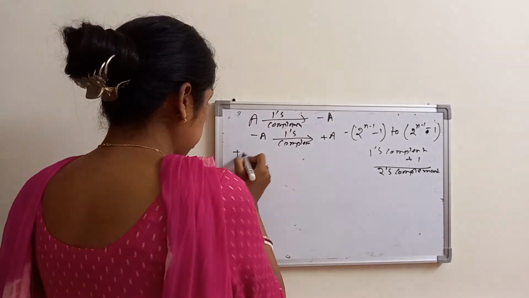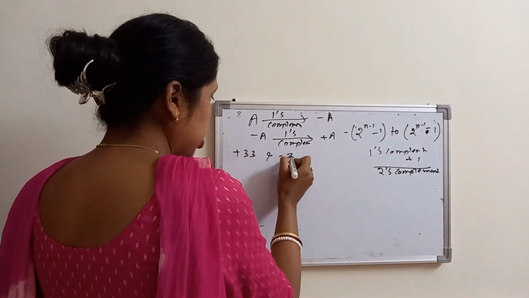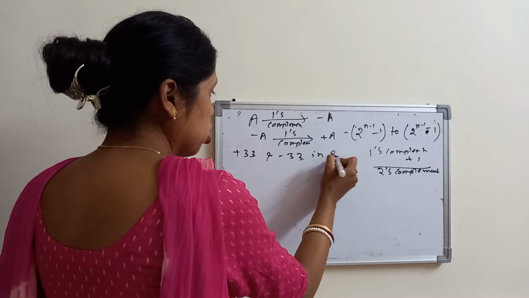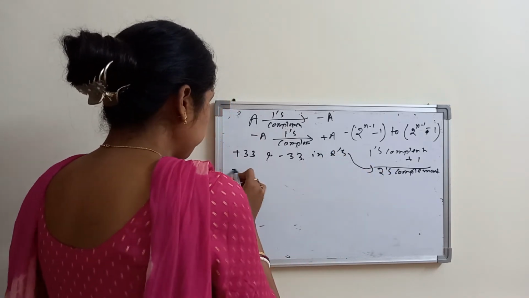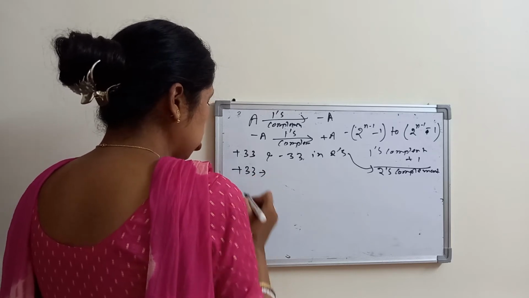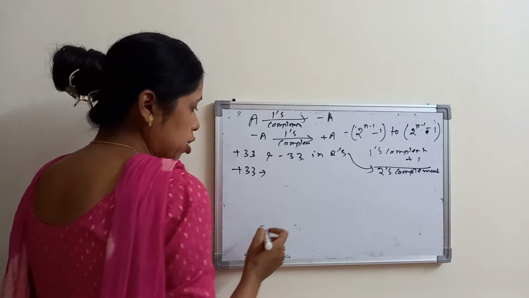Suppose we want to write plus 33 and minus 33 in 2's complement format. For plus 33, I am just converting 33 into binary.